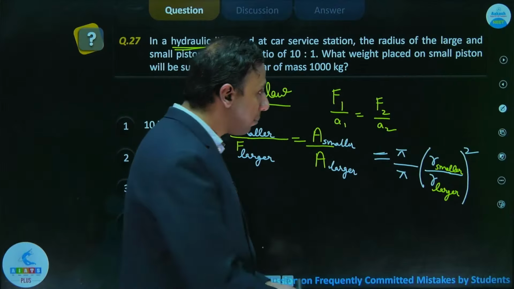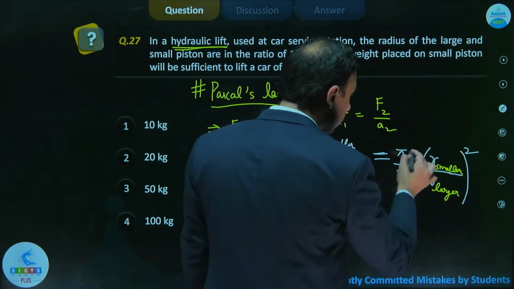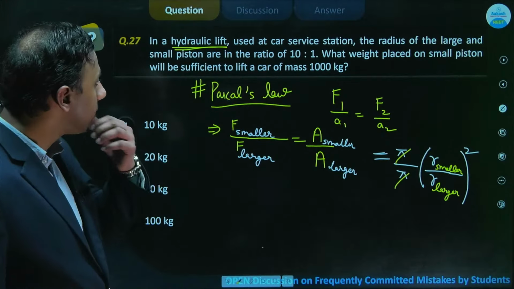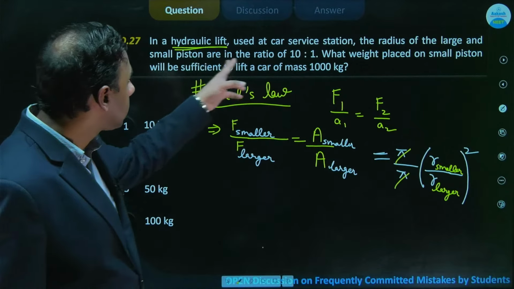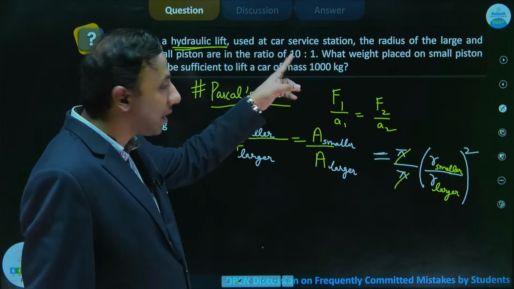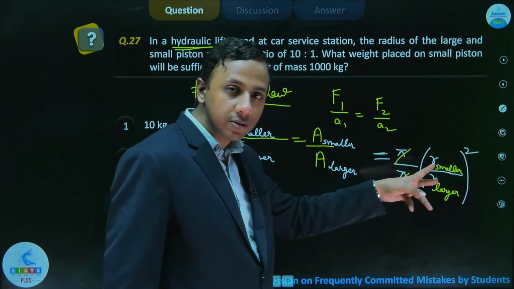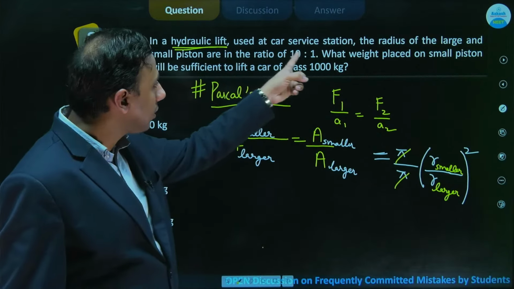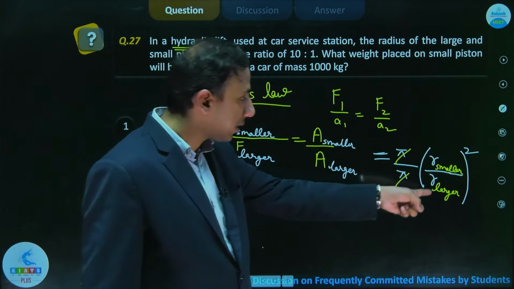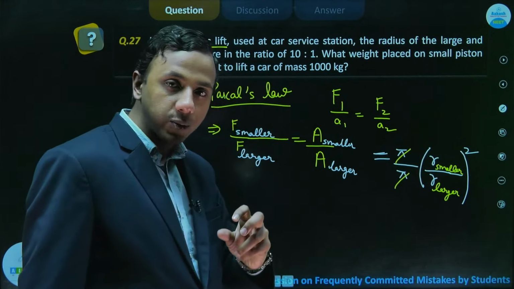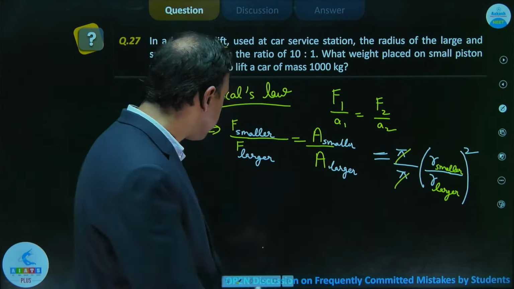Now if you see, pi and pi will get cancelled. This ratio is given to you already. Remember, the ratio is given as the radius of the large piston to the small piston. So what will this become then? Small to large, 1/10. Large to small is 10:1. This will become 1/10, right? 1:10. So 1/10 whole square. 1/10 whole square will become 1/100.